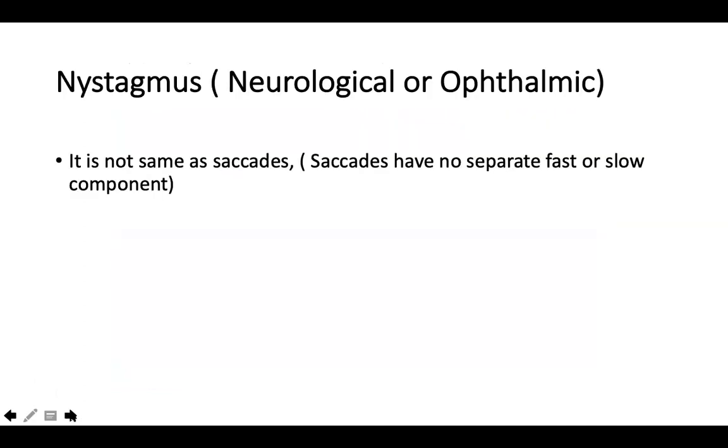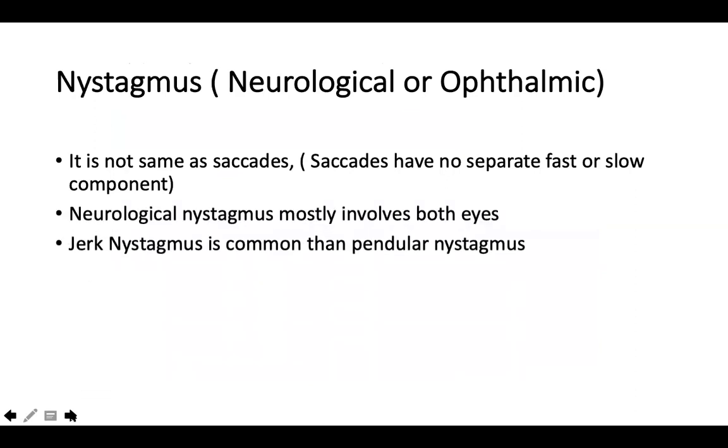You can have nystagmus just because of an ocular lesion like a lens dislocation or retinitis pigmentosa. In that condition, it is called ocular nystagmus. So nystagmus is not the same as a saccade. A saccade has only one component, whereas nystagmus has a to and fro component. Neurological nystagmus mostly involves both eyes. You cannot have a monocular neurological nystagmus. There are very rare exceptions, but in general, neurological nystagmus involves both eyes.